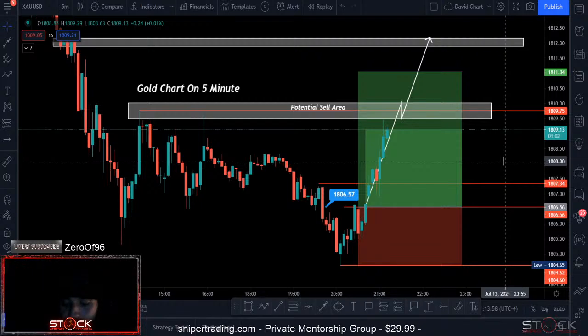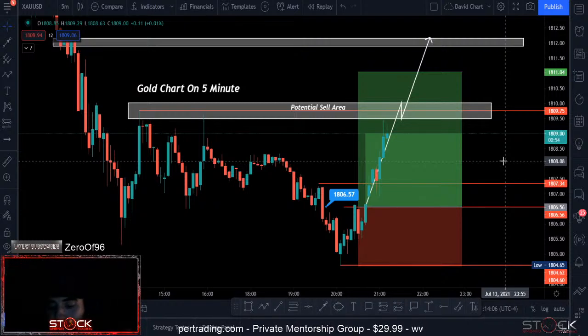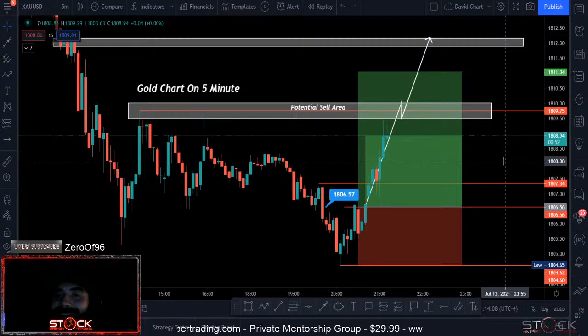What if it breaks up? This is going to be a nice trade. Never really want to buy at the high either, so keep that in mind. Do not buy at the high. FOMO will get you destroyed.